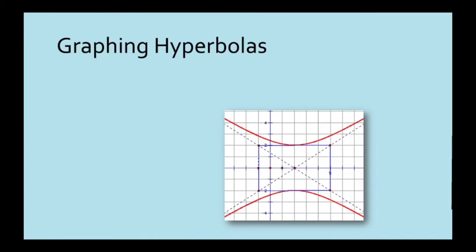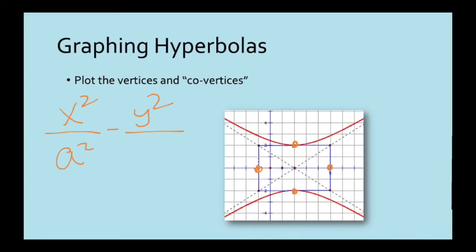Let's graph the hyperbolas, and I'm going to give you step-by-step instructions on how to graph these. As I go along, I suggest you actually write these steps down. It's going to be very helpful. First, you're going to plot your vertices and your co-vertices. Your vertices are the A values, and your co-vertices are the B values. That's the edges of that box. And those are found on the bottom of your equation. Your A squared is your vertices, and your B squared is your co-vertices.